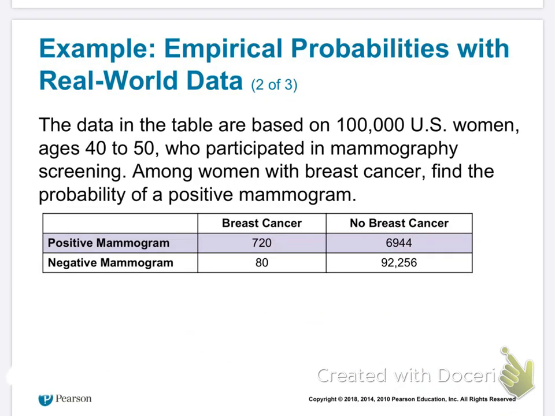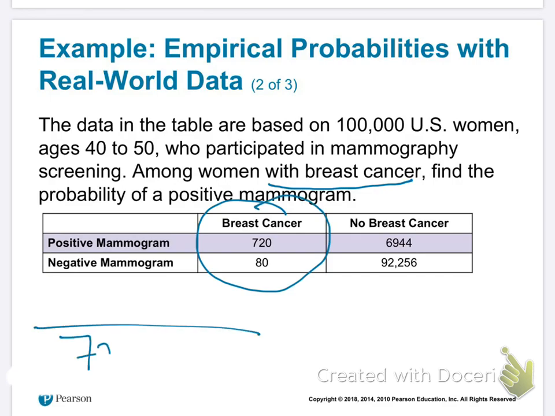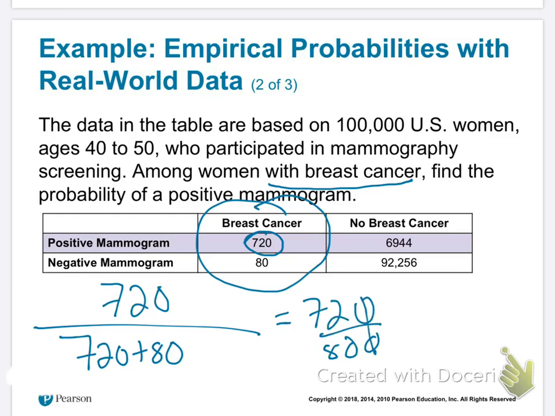So next up, we have the same data, but now you want to find the probability of a positive mammogram among women with breast cancer. So now, of the group that has breast cancer, how many had a positive mammogram? So we're going to look in this column for our total. So our total is going to be 720 plus 80. And the number that had a positive mammogram and had breast cancer is just 720. So you have 720 over 800, which gives me 9 over 10, which is 90%. So my probability of testing positive on a mammogram with breast cancer is 90%. 10% have breast cancer but had a negative mammogram.